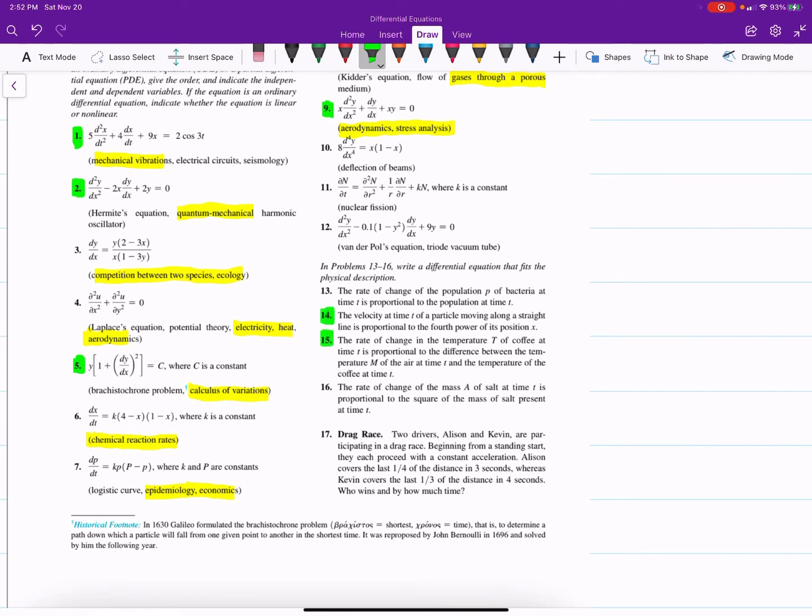So in these you're kind of given a word description, and you have to write the differential equation that goes along with it. Like the velocity at time t of a particle that moves along a straight line. You have to model that with a differential equation.